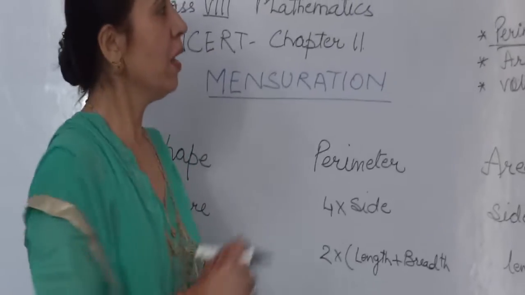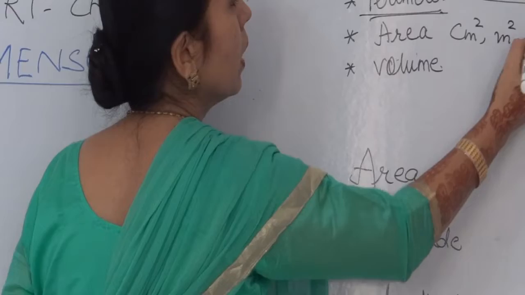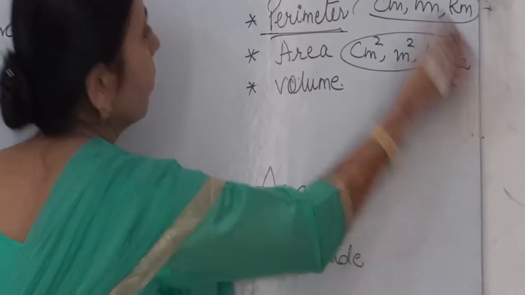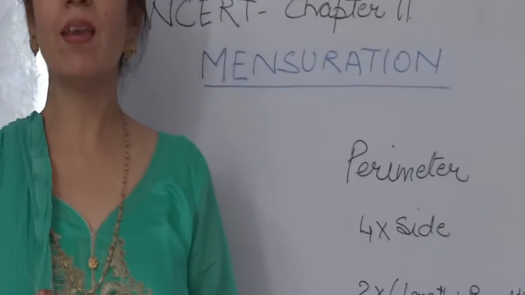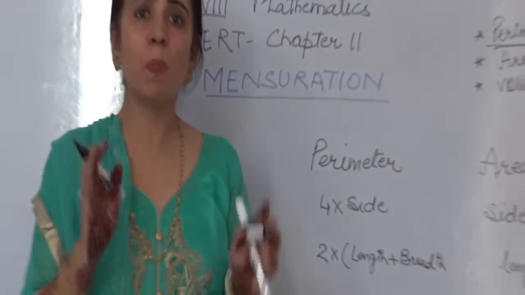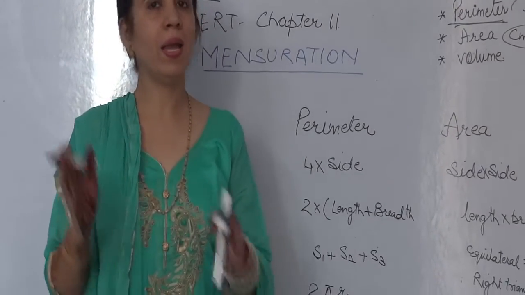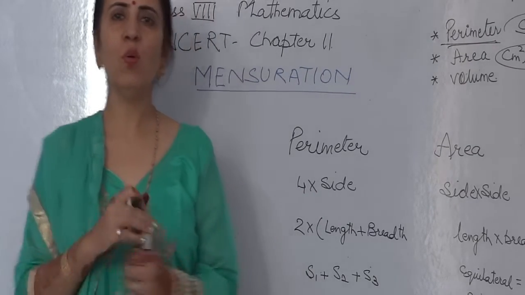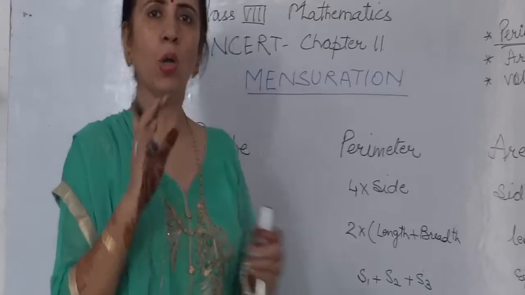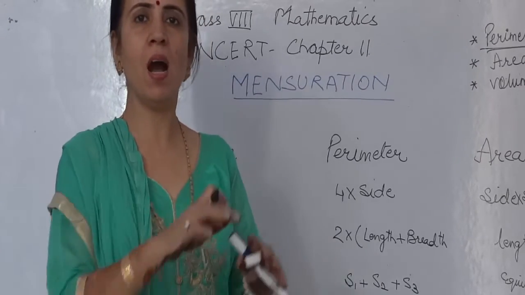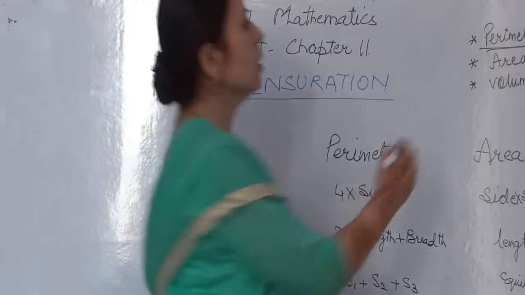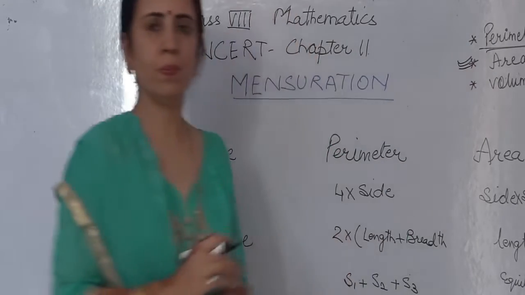Area. Area की unit हम कहते हैं centimeter square, meter square, kilometer square. That is unit square. Because area always deals with the space occupied by any object. Imagine you put a table on a floor. This table occupies certain area, certain space on the floor. That is concerned with the area.